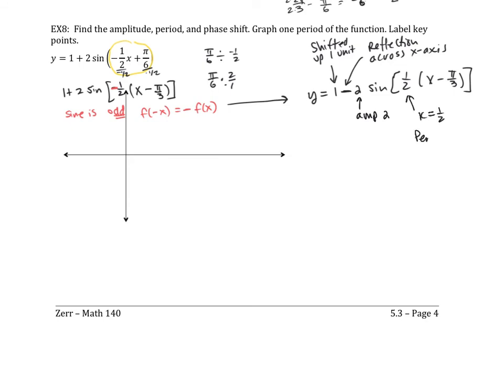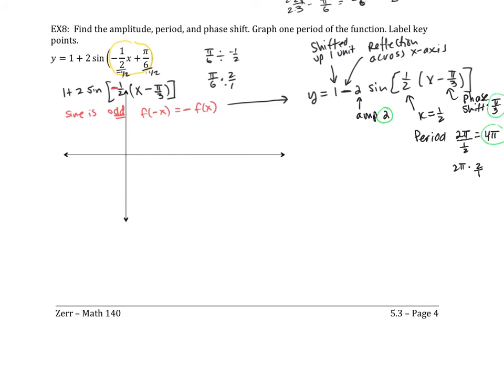So then the period I can find by taking the original period of sine, which is 2 pi, and I divide it by k, so divide it by 1/2. 2 pi divided by 1/2 is the same thing as 2 pi times the reciprocal of 1/2. So this would be 4 pi. And then my phase shift is pi over 3. Okay, excellent. So all that information, I have my amplitude, I have my period, and I have my phase shift.